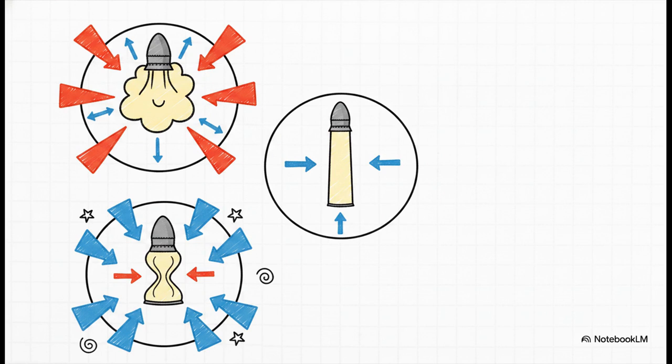But here's the catch. If the ambient atmosphere is pushing back harder than the exhaust pressure, your pressure thrust actually becomes negative. The atmosphere physically suppresses the exhaust, reducing your total thrust.